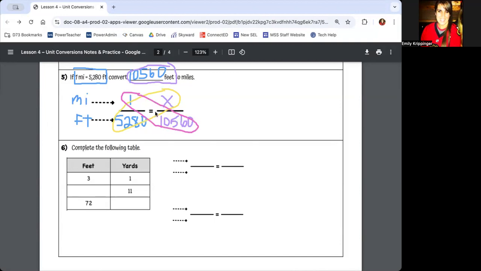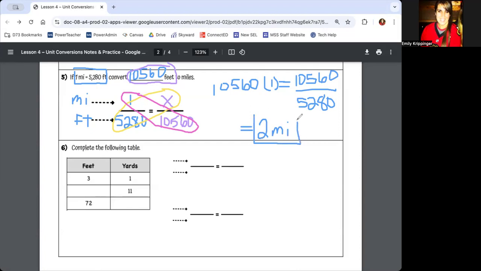The diagonal that has two numbers in it, we're going to multiply it. So we're doing 10,560 multiplied by 1, which is just the same number, 10,560. Divided by the other number in the other diagonal, 5,280. When I divide those two numbers, I get 2. So our answer is 2 what? Well, our X was on top. That was talking about miles. So it is equal to 2 miles.